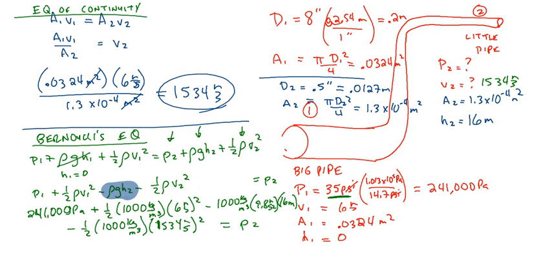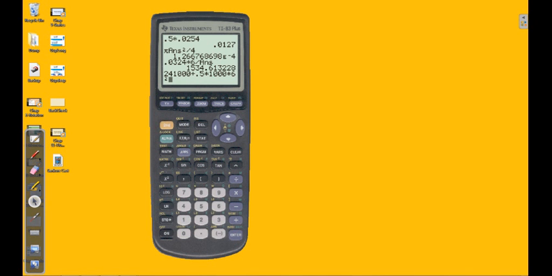So we've got that. Next, we need to subtract the potential energy term, if you will, at the top. And so we'll put that in right now. And we say minus 1,000 times g times the 16 meters of height that we have there. And then we need to subtract the kinetic energy term at the top. Minus 0.5 times 1,000 times the last number that we calculated there, 1,534 or 5 or something, squared.